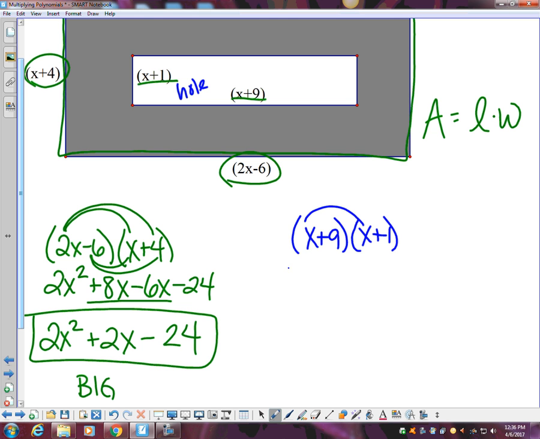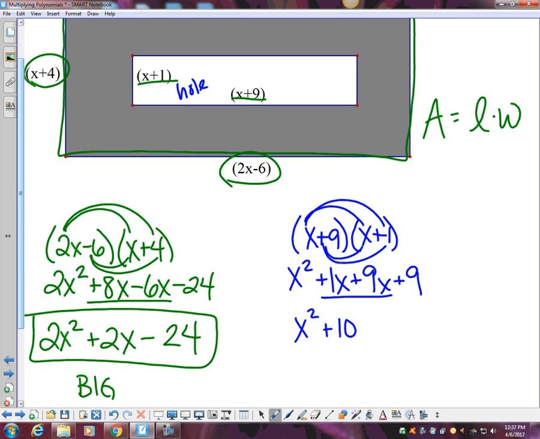Okay, so then I distribute. It's going to give me 1x plus 9x. 9 times 1 is 9. Queen bee, like terms. Okay, so this is the area of the part of the rectangle where there is no donut. So he is the little.